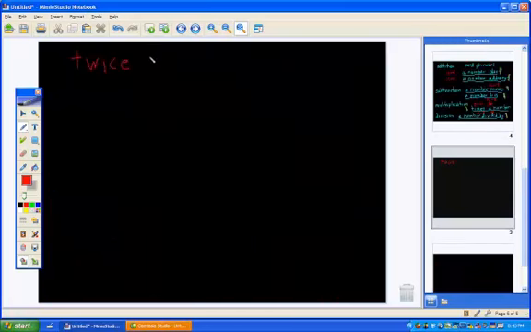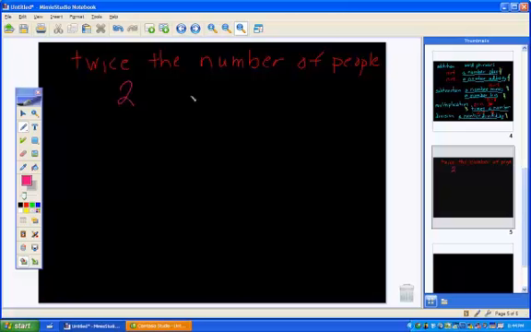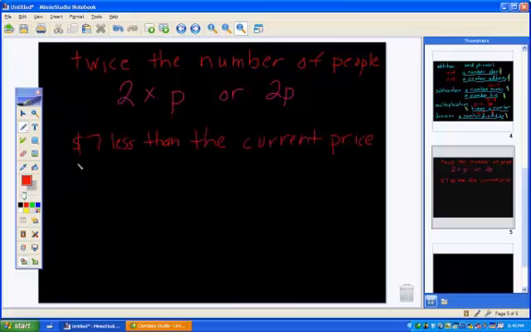Twice the number of people. Twice, which means 2. Number of people, we're going to use the letter P because we're talking about people here. We don't know how many people, so we're using the P. Twice the number of people, which operation will we use? Multiplication. So you can either have 2 times P, or you could have written 2P. That would have been the same thing because, like I told you, multiplication, you do the numbers side by side.